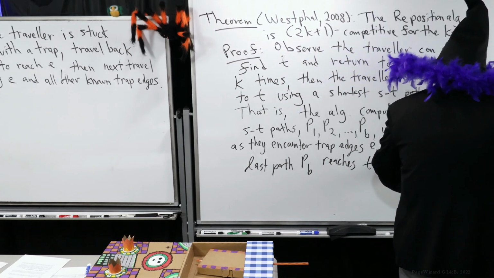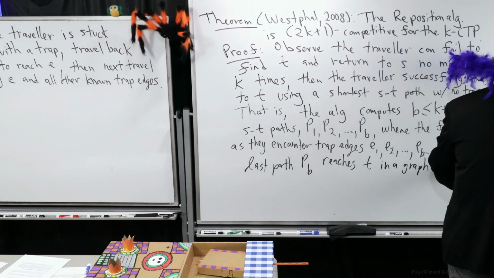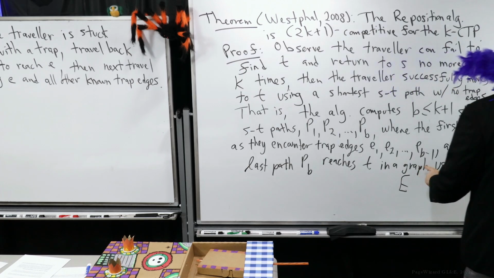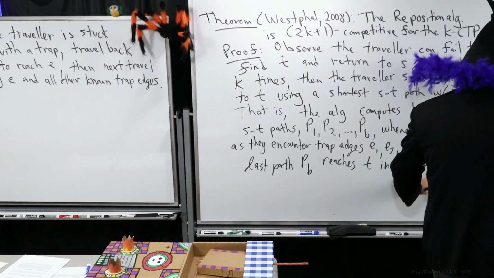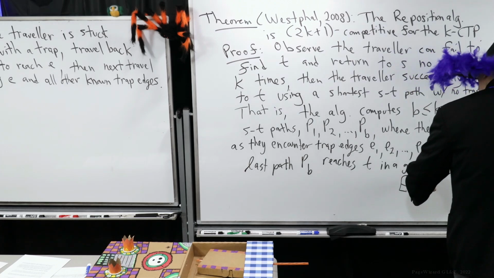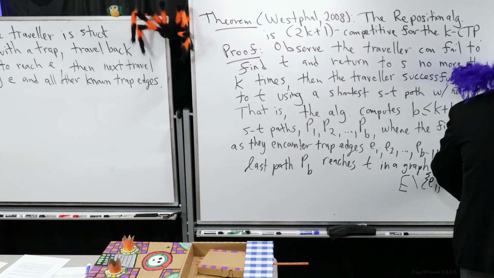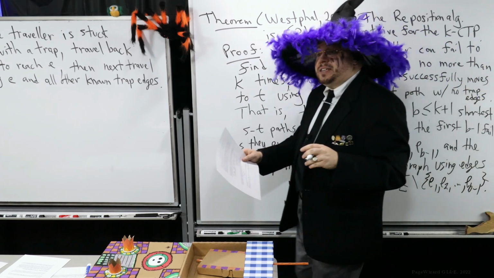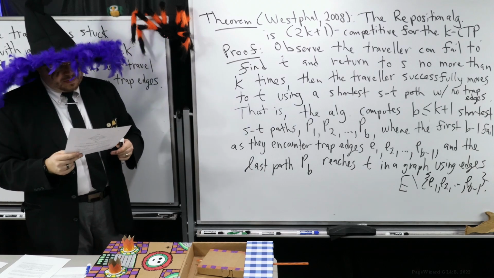in a graph using edges. So that graph is going to contain the edges E. Those are the ones that we have in our graph, where I remove, this is what the set minus means, I get rid of all the trap edges that I found. Right, that's what the reposition strategy does, right? So this is just a formalization of this.